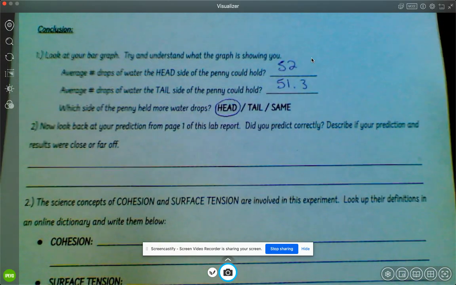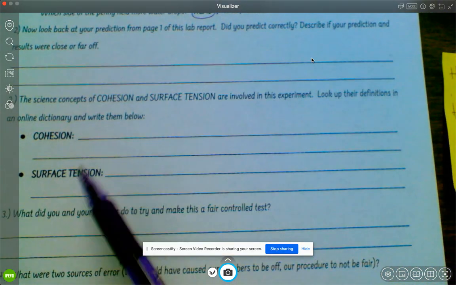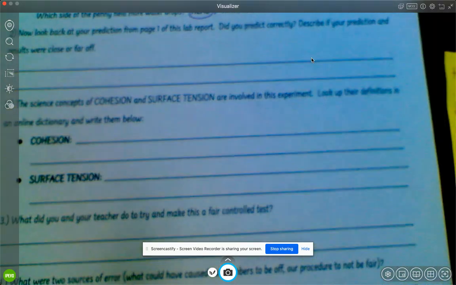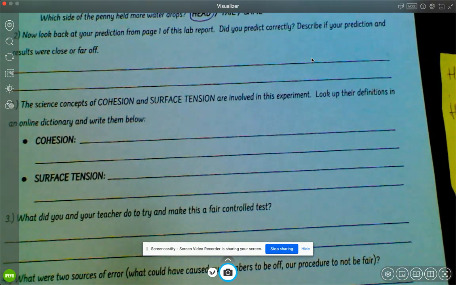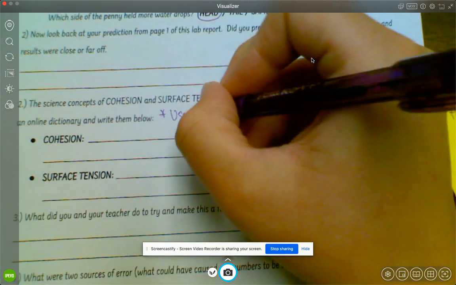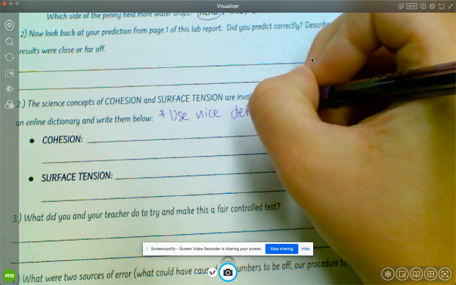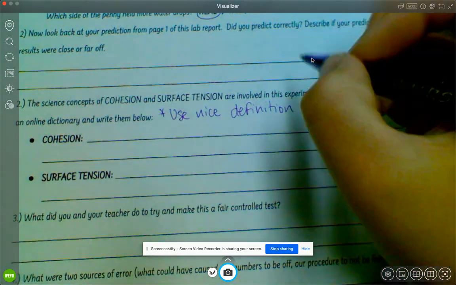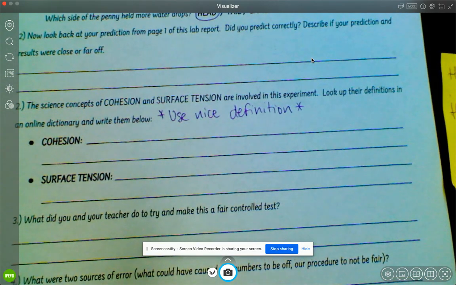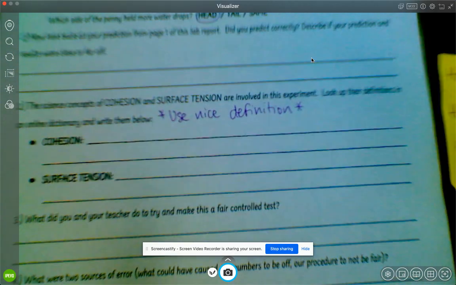Were you far off? So then the science concepts of cohesion and surface tension. Look up what those definitions are. Either use a dictionary or go online and use an online dictionary. Reminder, use a nice definition. Sometimes people look it up and they're like, ooh, it has big words I've never heard of. Okay, that doesn't help you at all then. So use a definition that's actually usable to you.